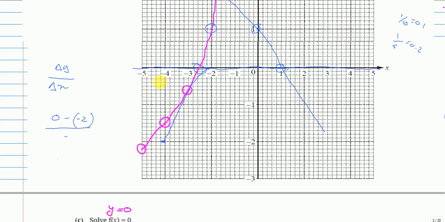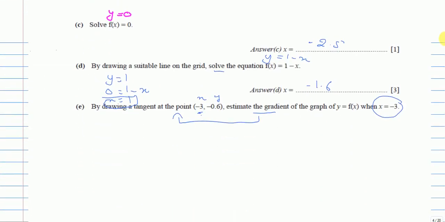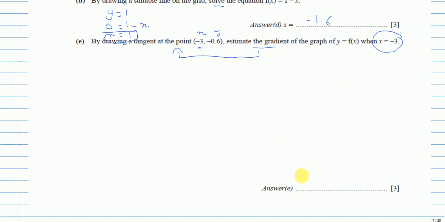What about the change in x? The value of x here is -2.2, say, and what about here? It's -4, right? And you will get 1.11. Okay, so this is my gradient, 1.11. Okay, and this is done.